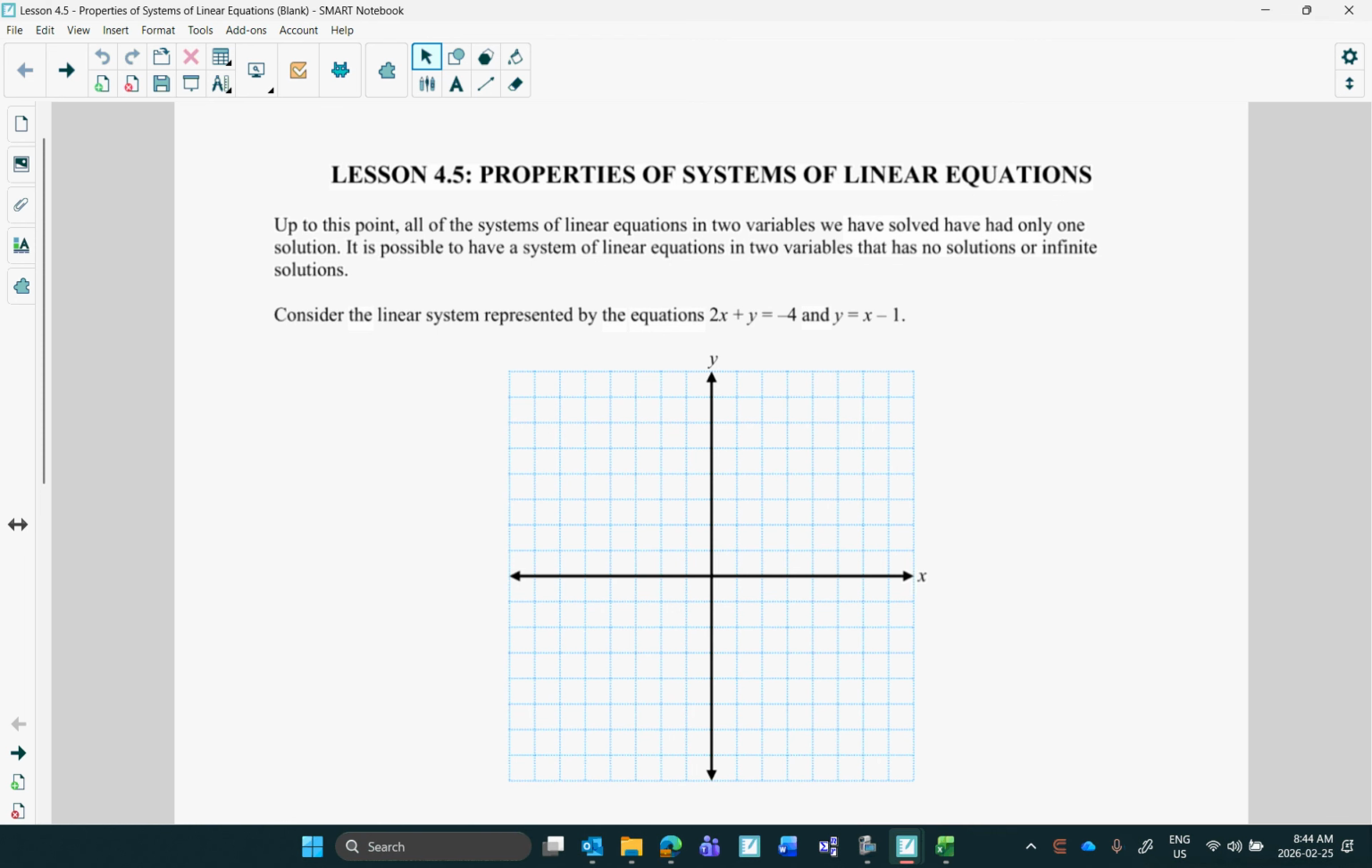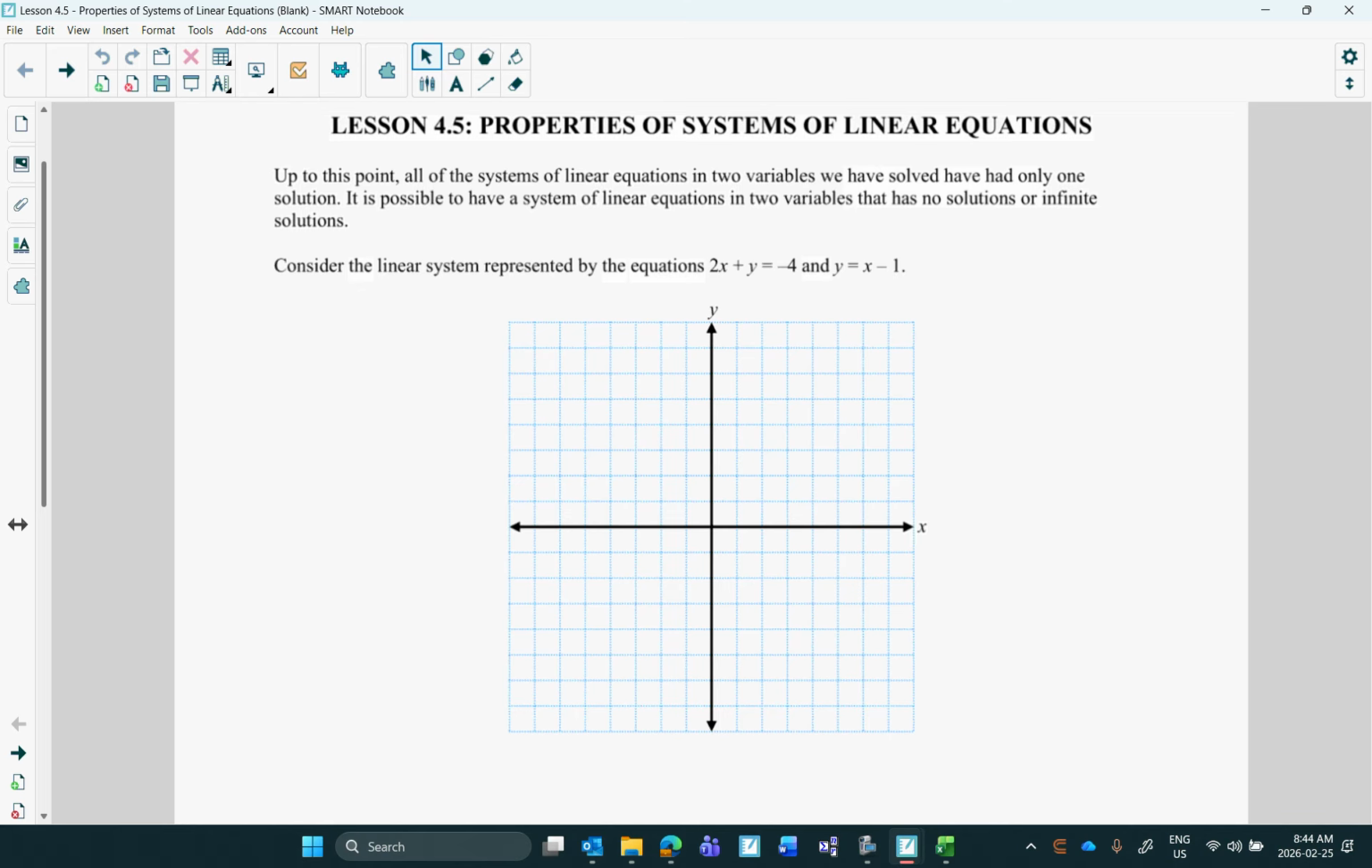Last thing we're going to talk about is some properties of these systems that we've been working with this unit. All the answers that we've done when we've been asked to solve a system, either by graphing or by substitution or by elimination, there's only been one answer. That's not necessarily the case all the time. So I want to show you three different situations.